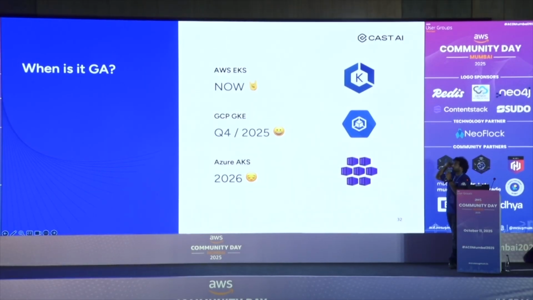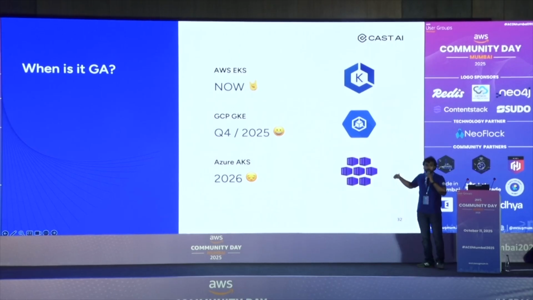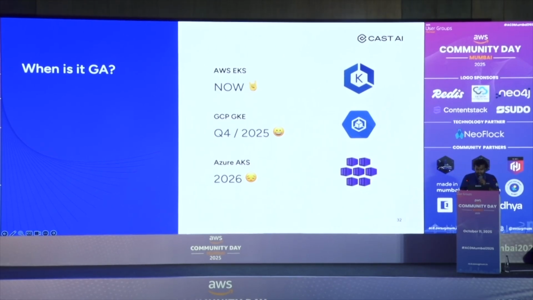Now, where does it work? Good thing we are at the AWS community today. It works on EKS. It's available there. GKE, I know we're not allowed to talk about this, but it's fine. GKE is coming in Q4, and AKS we'll see.